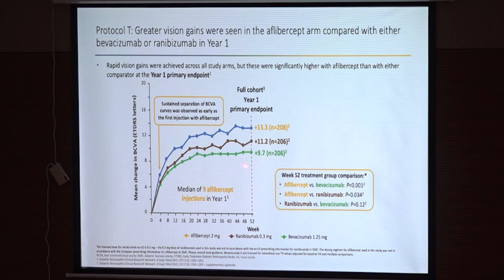So if you look here, there are 3 graphs, and this slide is showing mean change in visual acuity. So how much was the vision gain at the end of 1 year after giving these injections in 3 groups? It is clear from here that this is the Eylea group. The maximum improvement was seen in the Eylea group, second was Lucentis, and third was Avastin, right?